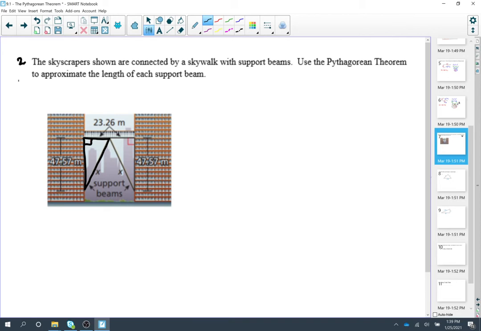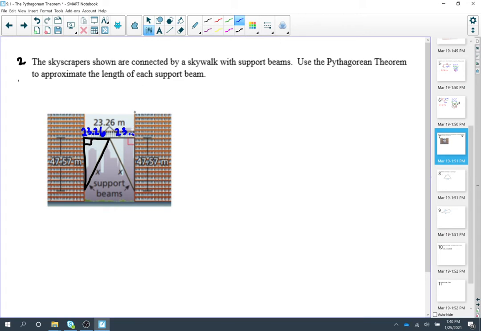Now, we know that the one leg over here is 47.57 meters, and then we know that the top up here is 23.26 meters. Now, this picture is a little confusing. Some students will look at this and say, okay, each one of these is 23.26 meters. Some students will look at these and say, okay, well, these put together is 23.26 meters. The way I'm interpreting this is I'm interpreting this is 23.26 and this is 23.26.